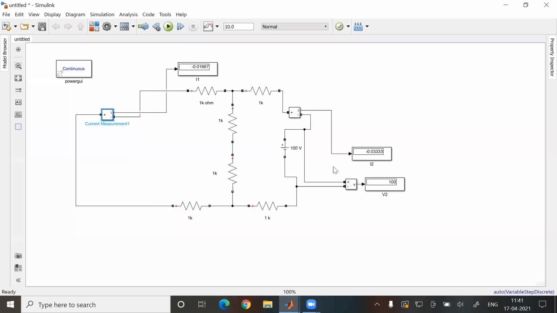These are the values. This is 100, this is negative, negative. Why? There is a reason: we have connected in a reverse order, that's why it is negative, negative. Fine.